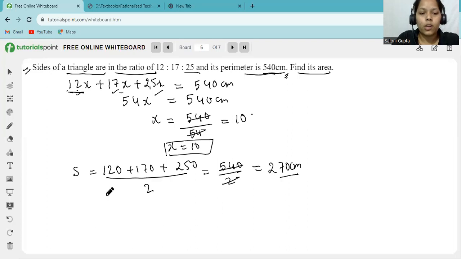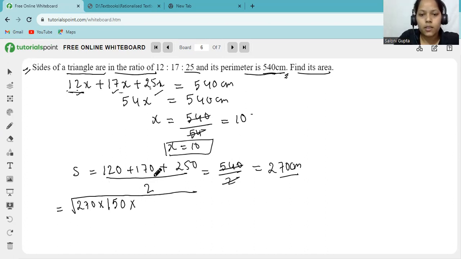Now I will find out what is the area. The area will be under root s into s minus a into s minus b into s minus c. This s is 270. Then 270 minus 120, so this will give you 150. Then again subtract the 100, so this will give you 150.